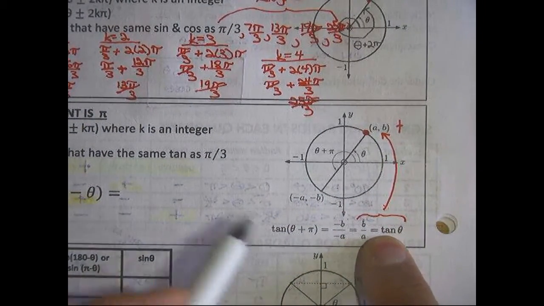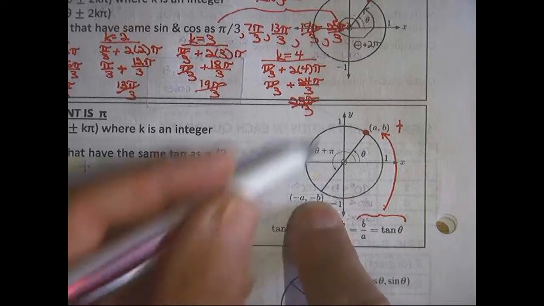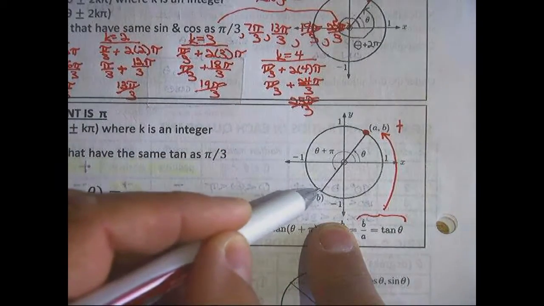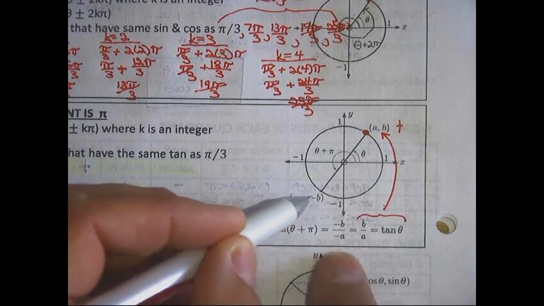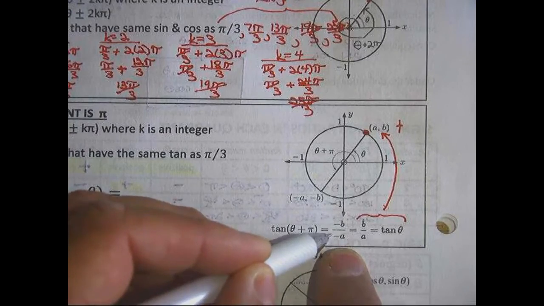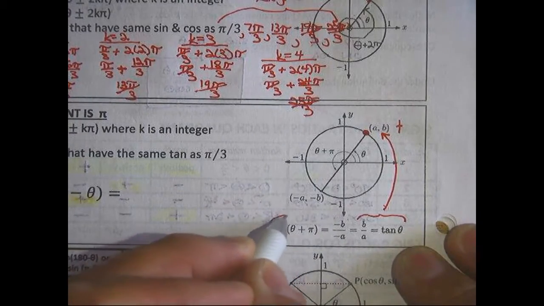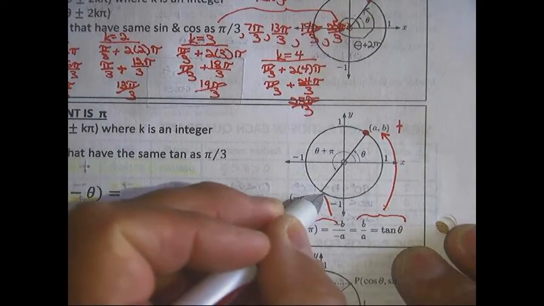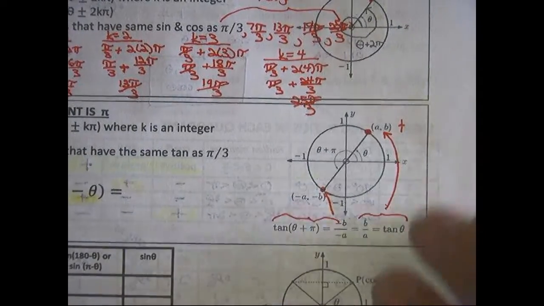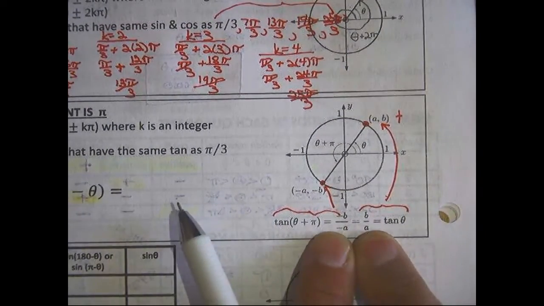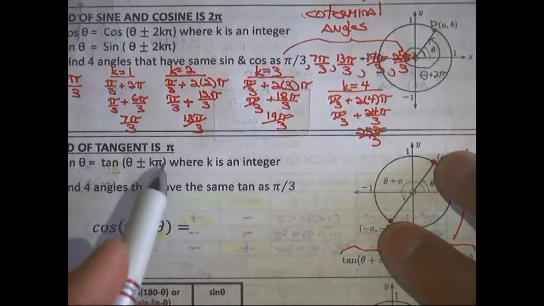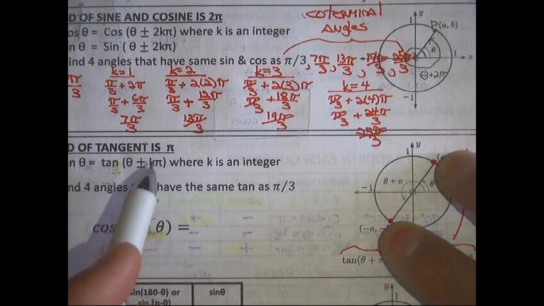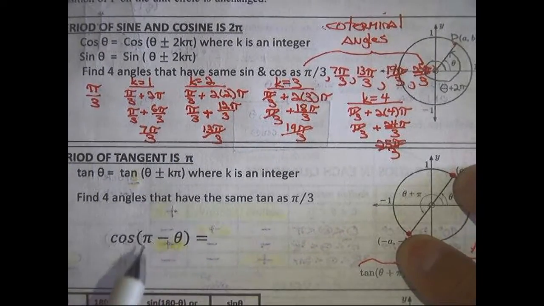Well, you'll get the exact same value if you add 180 or just pi to it. Because when you do the pi down, the tangent down here, you get negative b over a. This is the tangent for that point. And these are the same. So tangent repeats every pi. So every 180 degrees, you're going to get the same tangent value.